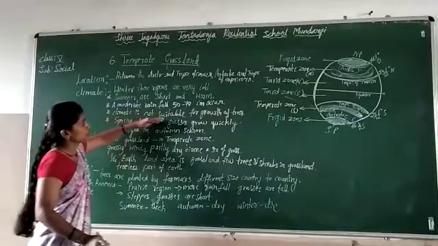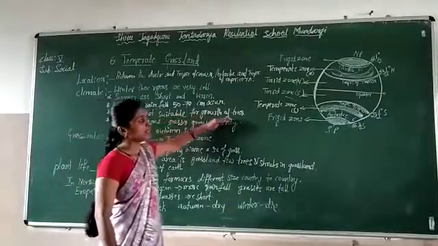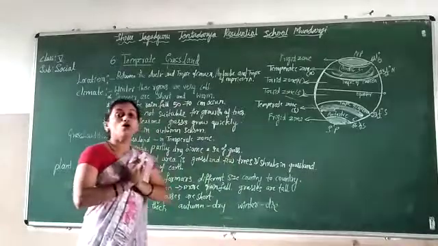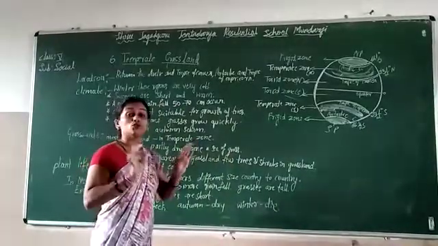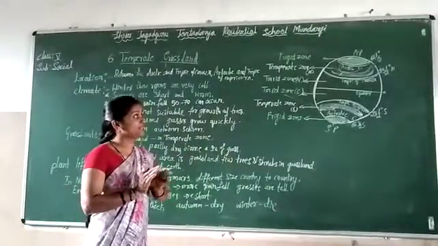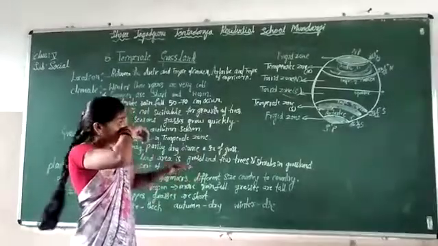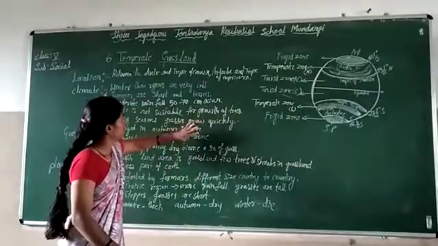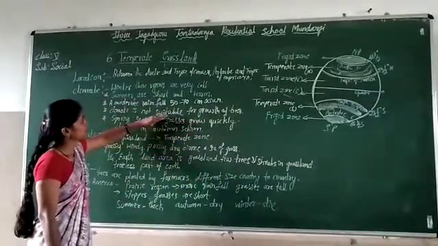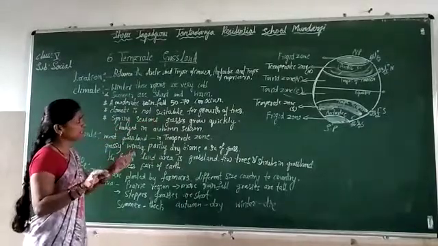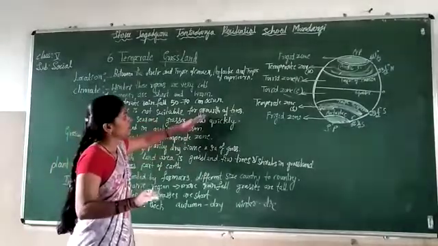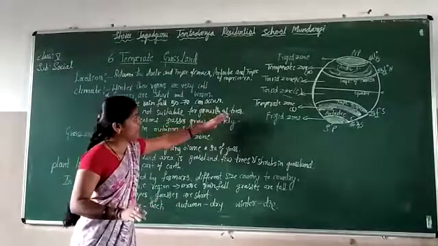The climate is not suitable for the growth of trees. So we cannot see many trees in those places. The climate is not suitable for the growth of many trees.